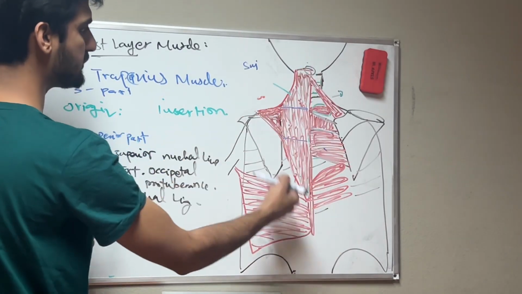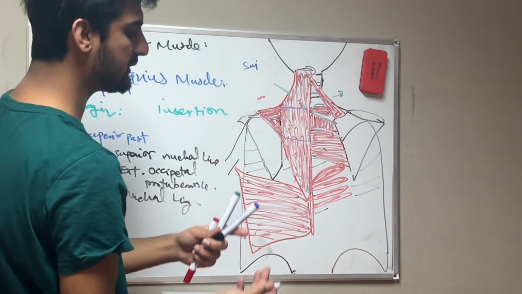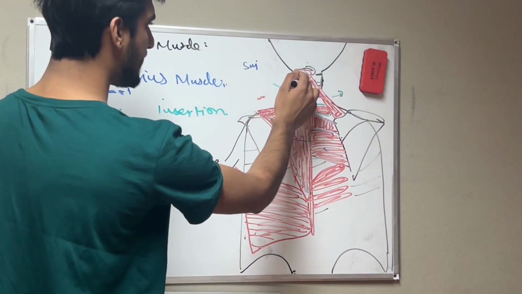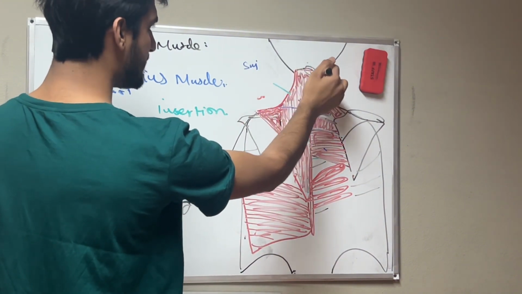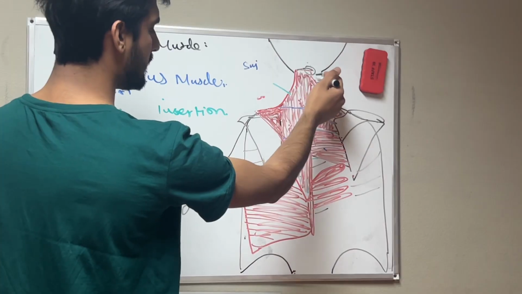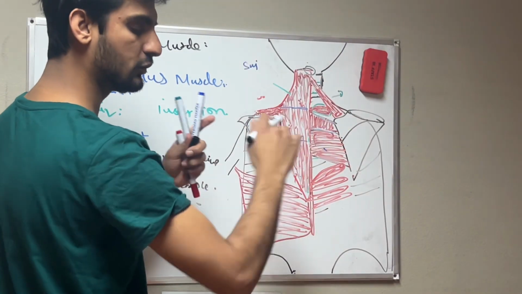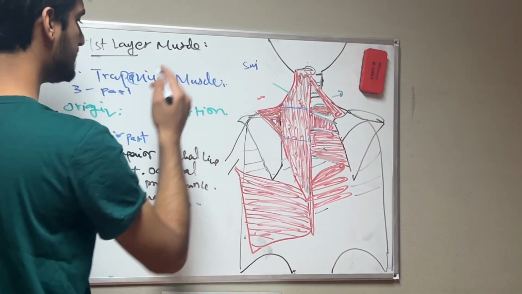This trapezius muscle which we are going to discuss, I already told you we divide into three parts: superior part, middle part, and inferior part. Superior part origination is from the superior nuchal line. Then we have here the external occipital protuberance and nuchal ligament. Okay, this is the origination.